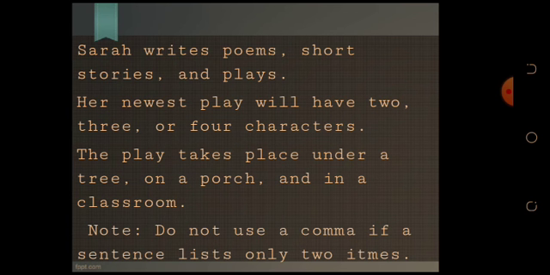A one-act play will have 2, 3, or 4 characters. The play takes place under a tree, on a porch, and in a classroom. Note, if the items are not up to 3, that is not a series. Because if it is not up to 3, that means it is just the putting together or the joining together of just 2 things, not a series.